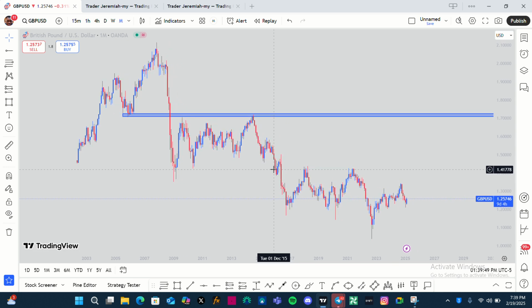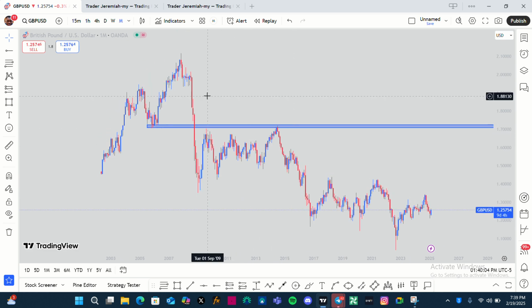I always say that to start your analysis, you need to go to the monthly time frame to know the overall direction of the market. So this market was trending to the downside. It was creating lower highs, lower lows, lower high, lower low. So it was trending to the downside, so you will be only looking for selling opportunities.